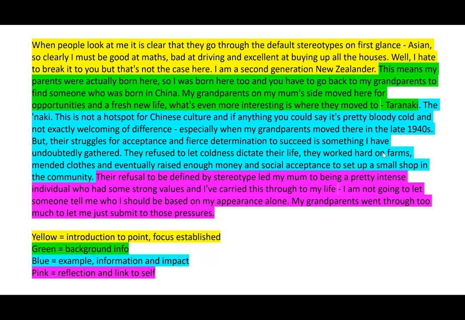So when you're thinking about what you're writing and you're talking about your interests or your hobbies or your family or your heritage or anything like that, you want to come back. You want to talk about how it shows your identity and how it's made you who you are. That's really important for those higher grades.